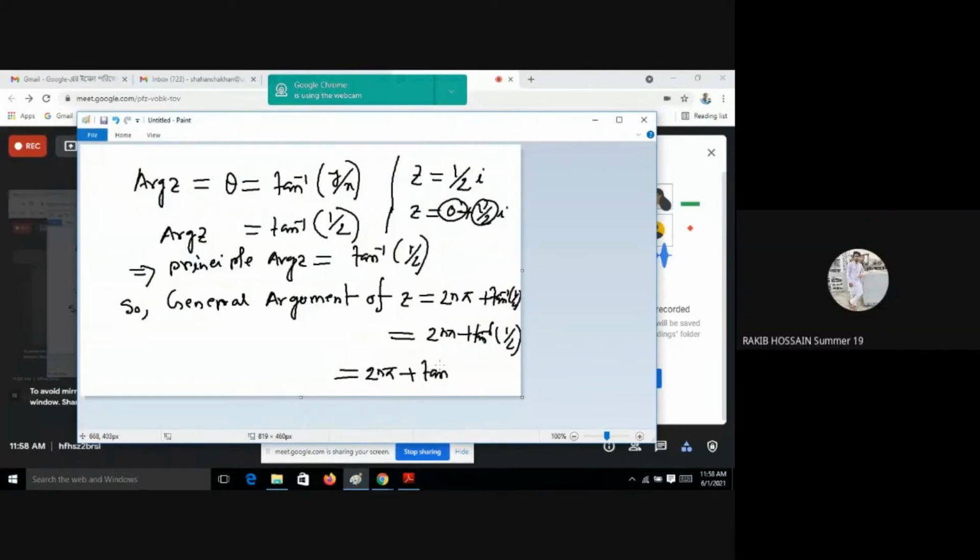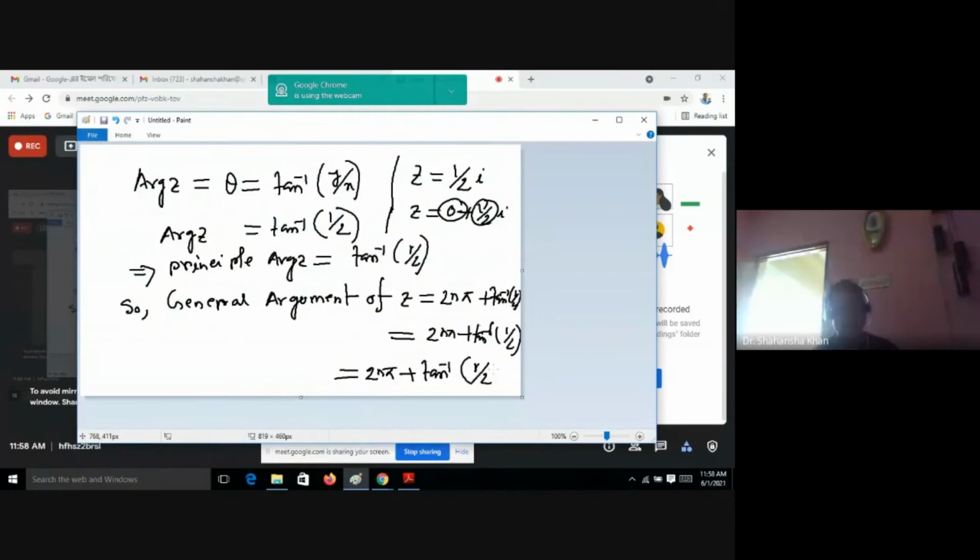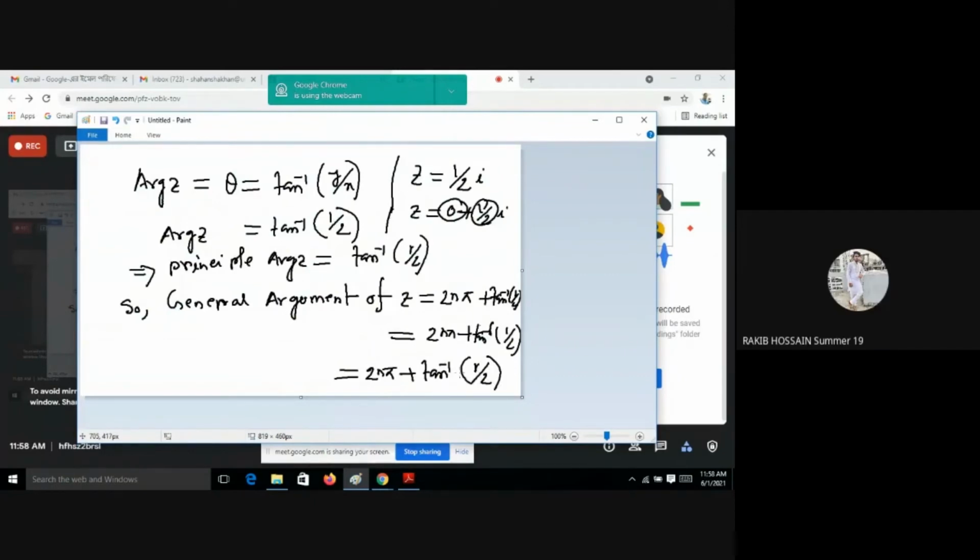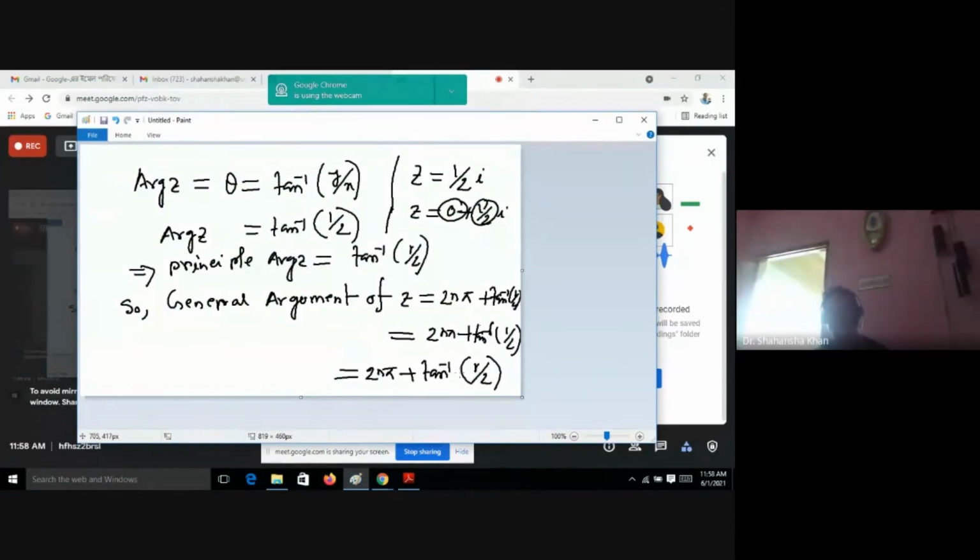Sir, 26.56. Okay, Rokib. So this is the general argument. Rokib asked a question: if you put n equal to 1, you get the first quadrant; n equal to 2, it goes to the second quadrant. This is the general form. Are you clear, my dear friends? Any question?